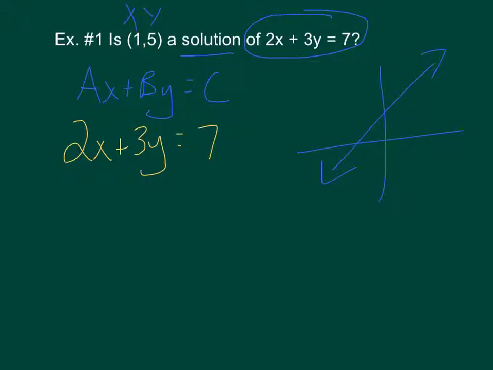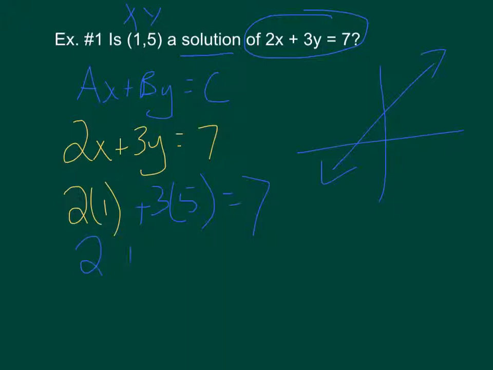Okay, so let's do that. 2 times 1. And instead of y, you're going to replace it with 5. Well, that's pretty easy. Plus 3 times 5. And you're still just going to set that equal to 7, the constant c. And just ask yourself, well, is that true?